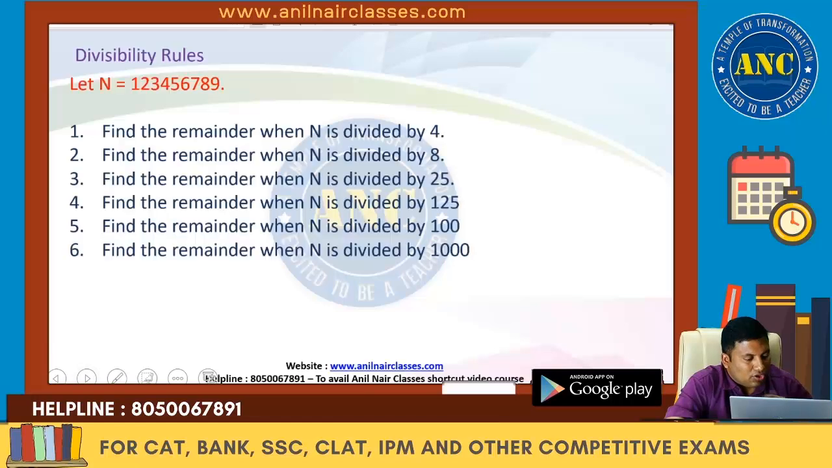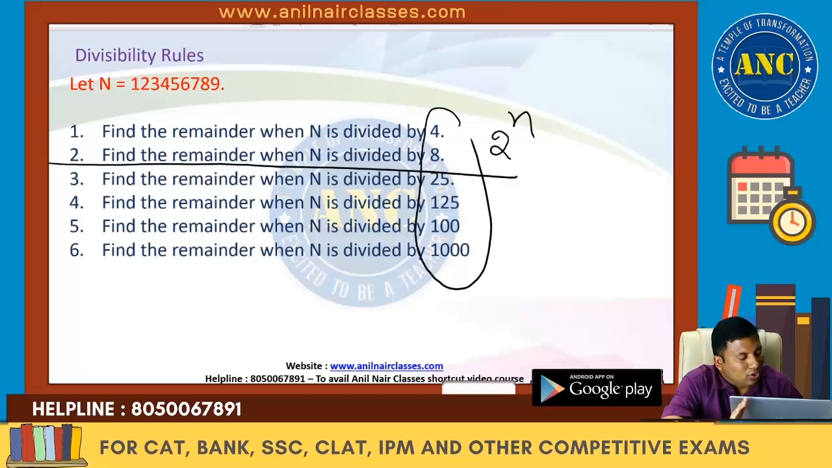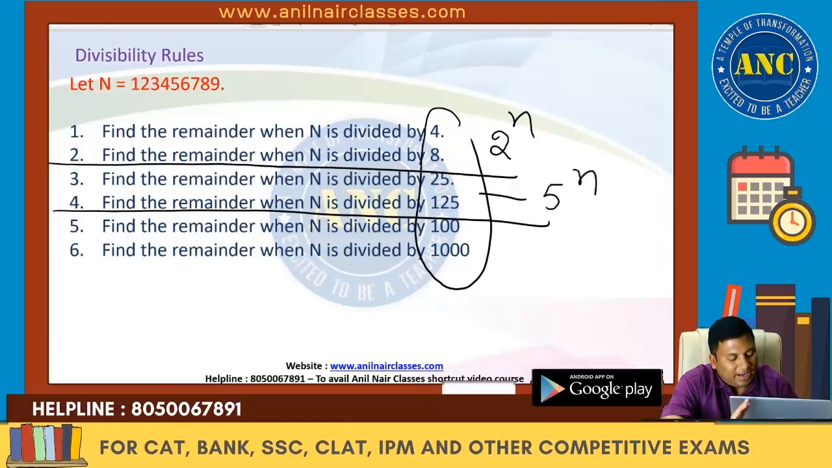Next question, see here. Now we did only the preliminary concepts, that is 2, 5 and 10. What happens if it is beyond 2? In this slide, I will be discussing the divisibility rule for 4, 8, 25, 125, 100 and 1000. The first two are for the powers of 2. The next two are for the powers of 5. The next two are for the powers of 10. I hope it is clear.